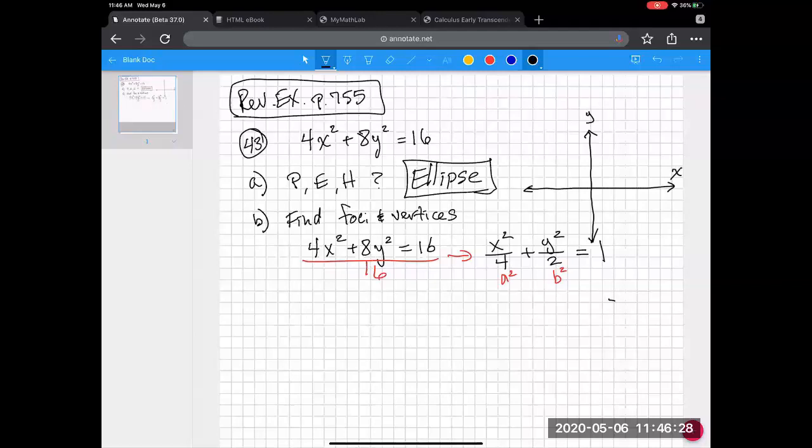So a is 2, so I'm going to go out 4 spaces here. 1, 2, 3, 4, and say that that's where 2 is on my scale. Minus 2. Okay, and the b is the square root of 2, which is like 1.4, something like that. So we're going to get something like this.